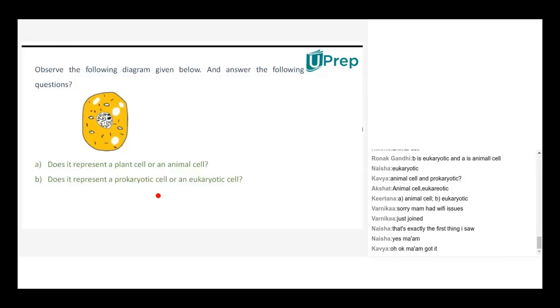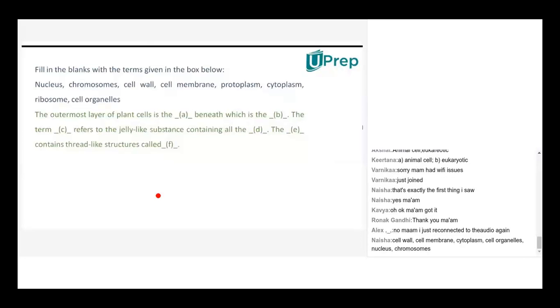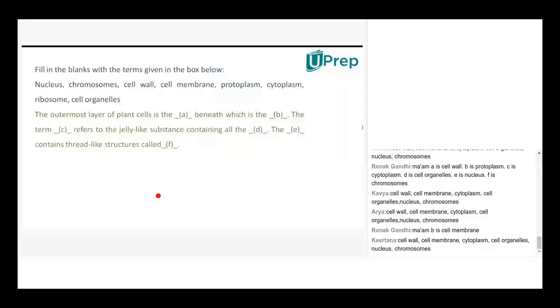Okay, got it, Kavya? Okay, fine, Alex. Try to answer this question. Very simple one. This is the basic question. Everybody did excellent. Yeah, correct only. All the options are correct only.